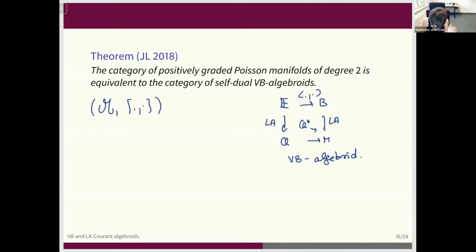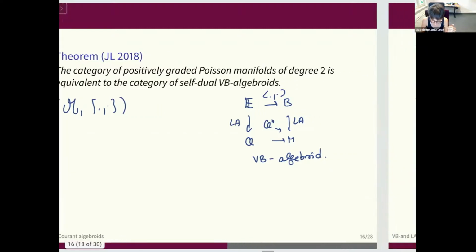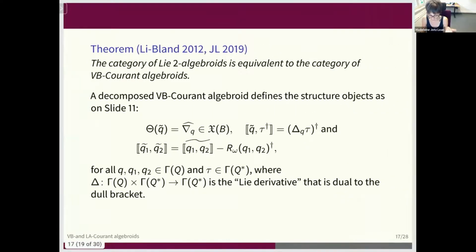Okay, so that's very quick. Just to say, you add the Poisson bracket. On the other hand, it's really immediate that you get the Lie algebroid structure. And something similar happens where instead of adding a Poisson bracket, you add a homological vector field.